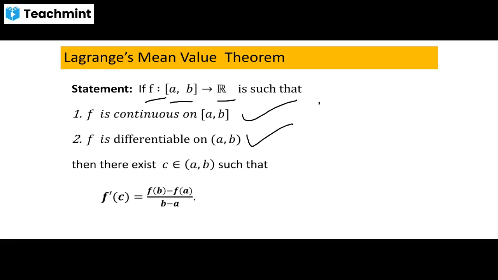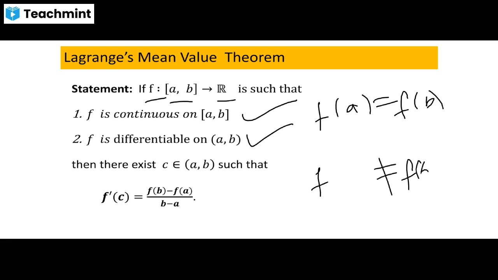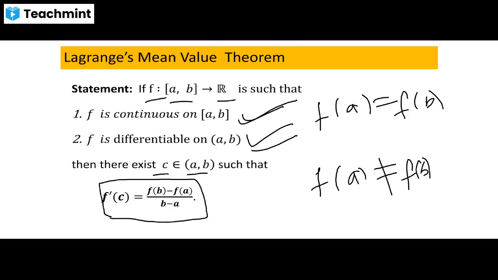Is it clear? Third condition, we have not checked it. Maybe f of a is equal to f of b, or it may be f of a is not equal to f of b. Both the cases we are allowing. Means we are least bothered about the functional values at the endpoints. With these two things, we conclude there exists c in the open interval (a, b) such that f dash of c is equal to f of b minus f of a divided by b minus a.